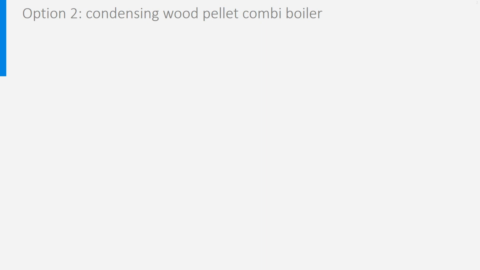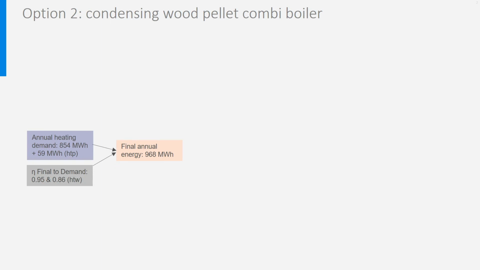Let's look now at the condensing wood pellet combi boiler. Can we this time use the same efficiency for space heating and hot tap water? Well, we discussed in a former lecture that the condensing mode is not working with hot tap water because of the too high temperature. So we have to consider separate efficiencies. Let's take 0.95 for space heating and 0.86 for hot tap water. The final annual energy is therefore 854 divided by 0.95 plus 59 over 0.86, which is 968 megawatt-hour in the form of wood pellets. Wood pellets are, of course, primary resources.